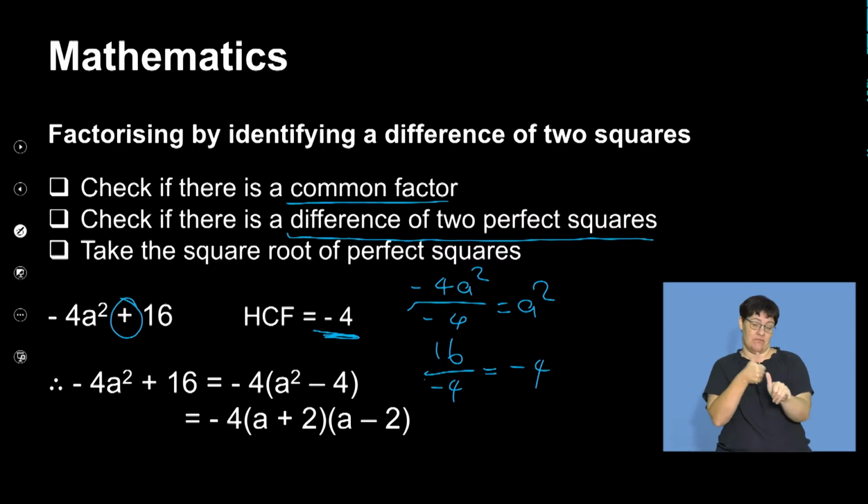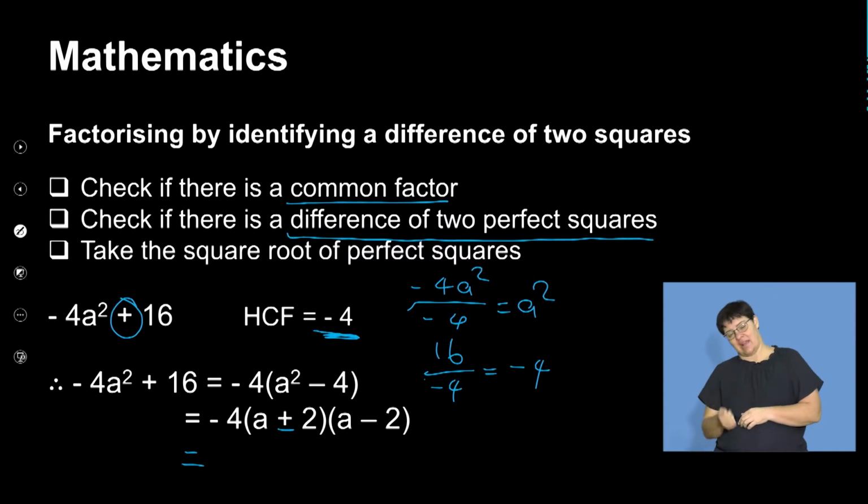Now, to factorize the thing that is inside the bracket there, it will therefore be a squared, which is a, and then 4, which is 2 and 2. Remember, my personal belief is always start with a plus and then end with a minus. But you can work it out anyhow.